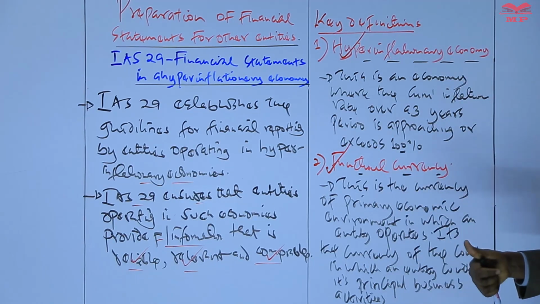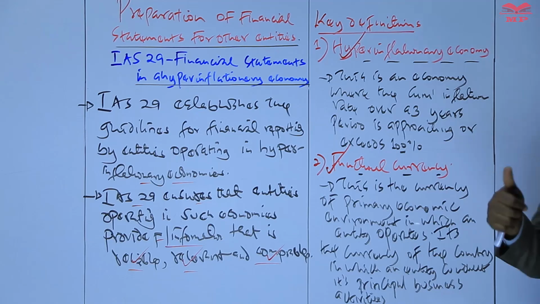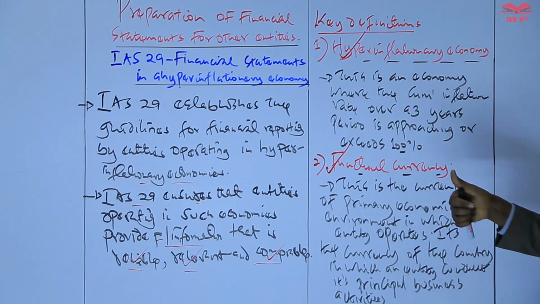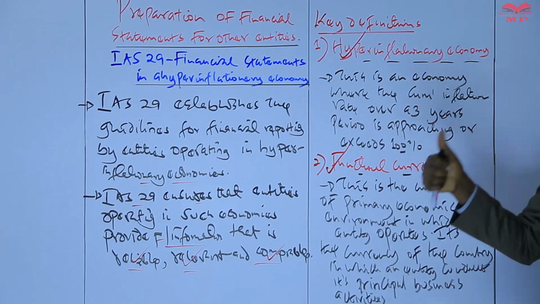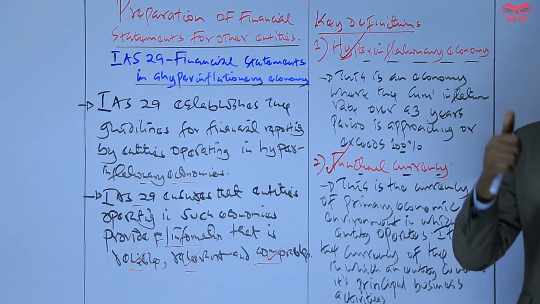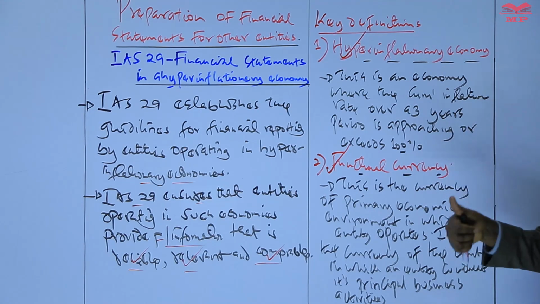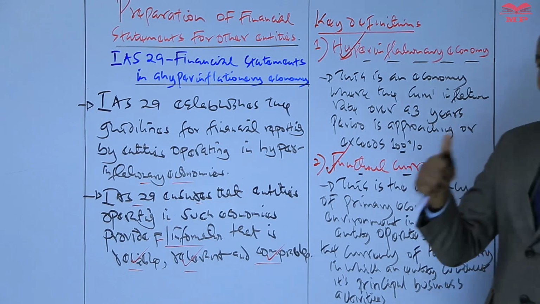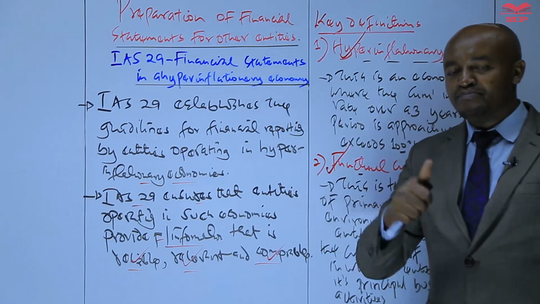So if a company is operating in an economy whereby the cumulative inflation rate over a period of 3 years is approaching or exceeds 100%, then the financial statements which have been prepared at the end of the year must be restated.